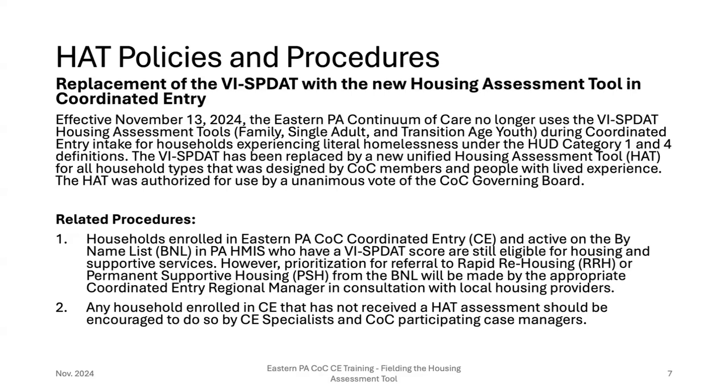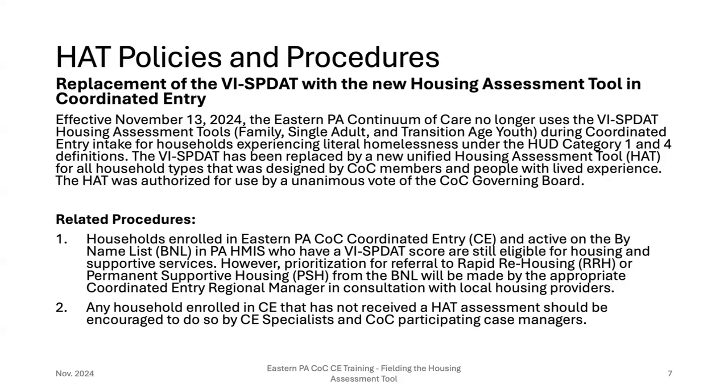And households that already have a VI SPDAT score are still going to be eligible for by name list referrals to housing and emergency services. And so for a period of time, we will have some households on the by name list with a VI SPDAT score and others with a new HAT score. And the managers are prepared to take a look at some of the key answers in the VI SPDAT, some of the other pieces of the HAT and pieces of the core entry intake, and make good judgments around who should be the next prioritized household referred to a housing provider.